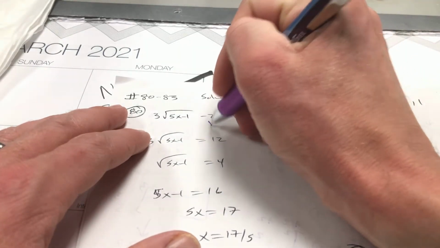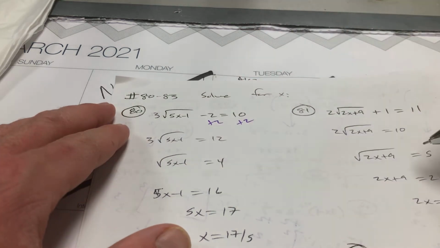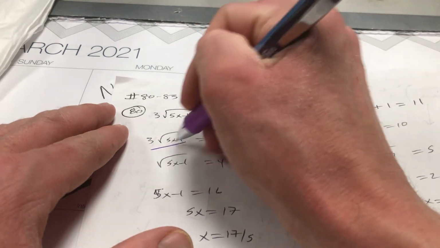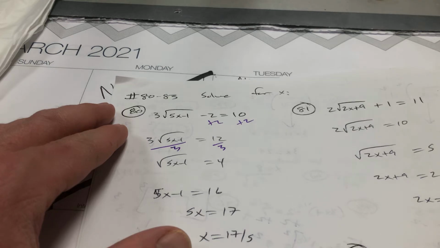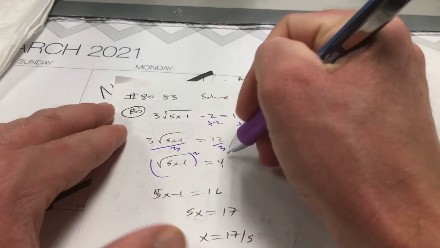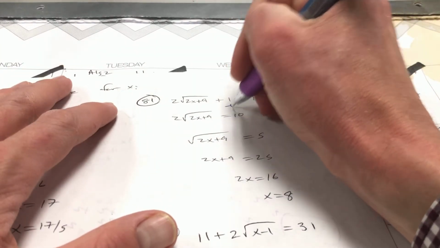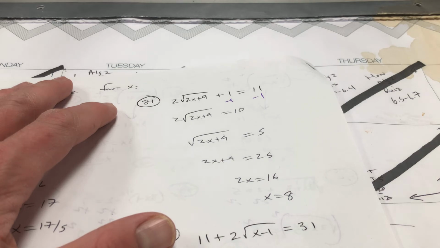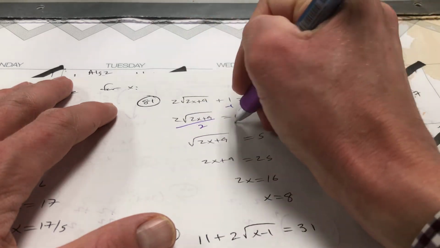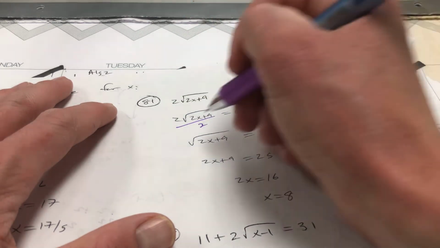I'm going to add 2 to both sides. Then I'm going to divide both sides by 3. Now I'm going to square both sides. Again, decimals are okay, fractions are okay. 81, I'm going to subtract 1 from both sides. Divide both sides by 2. Then I'm going to square both sides.